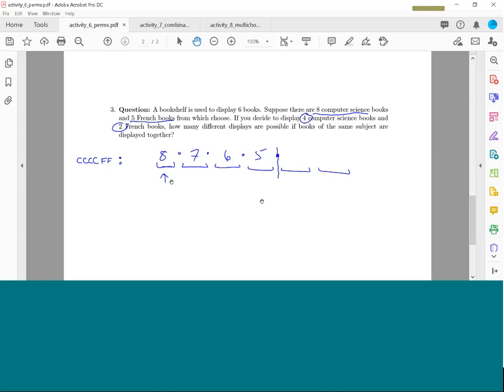Okay. Now, that takes care of the computer science books. Then we jump over to our French books. What happens on these two slots? What number should I insert right there?